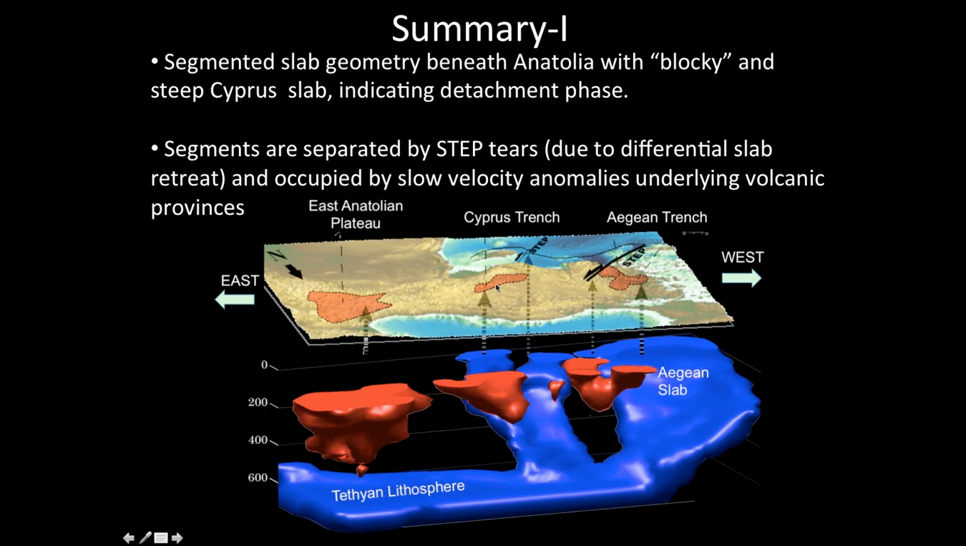So in summary, we believe the segmented slab geometry beneath Anatolia is due to differential rollback rates experienced between the Aegean slab and the Cyprus slab. This actually gave way to tearing of the African slab, and our tomographic images clearly revealed slow velocity anomalies associated with these tears, and these anomalies underlay the major volcanic centers of Western Anatolia and Central Anatolia.